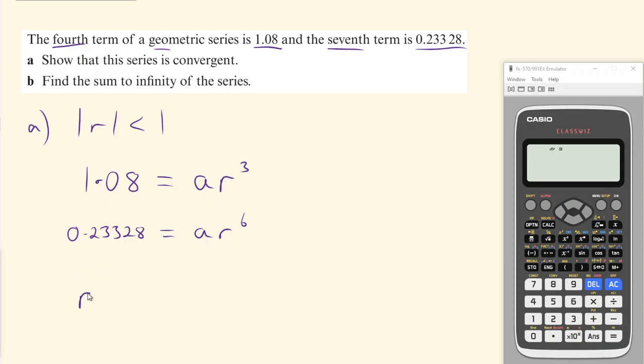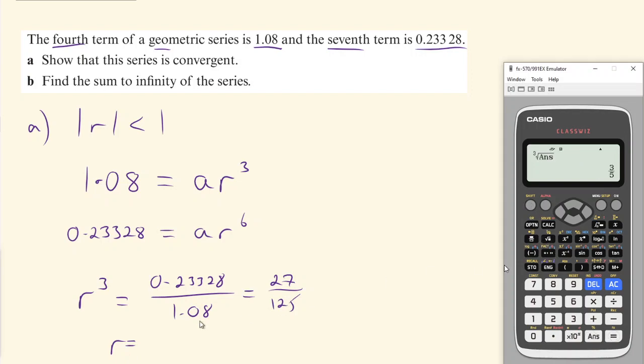So if I divide them, then I get R cubed equals 0.23328 over 1.08. So 0.23328 divided by 1.08 is going to give us this value, 27 over 125, and that means that R is equal to the cube root of that, which is 3/5, or if you prefer 0.6.